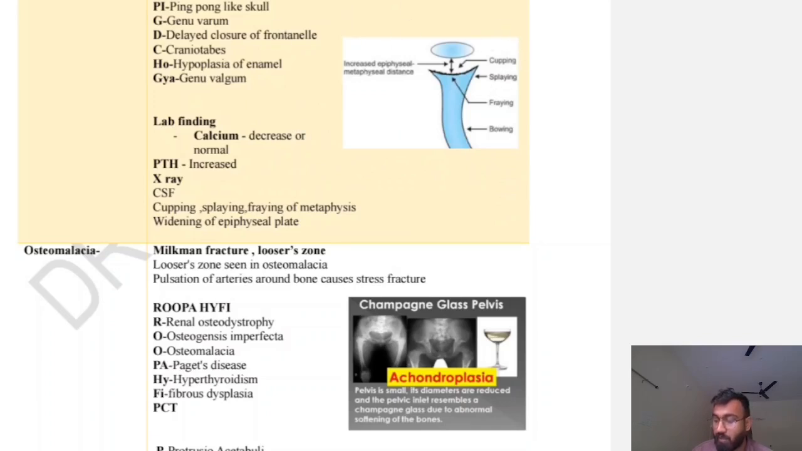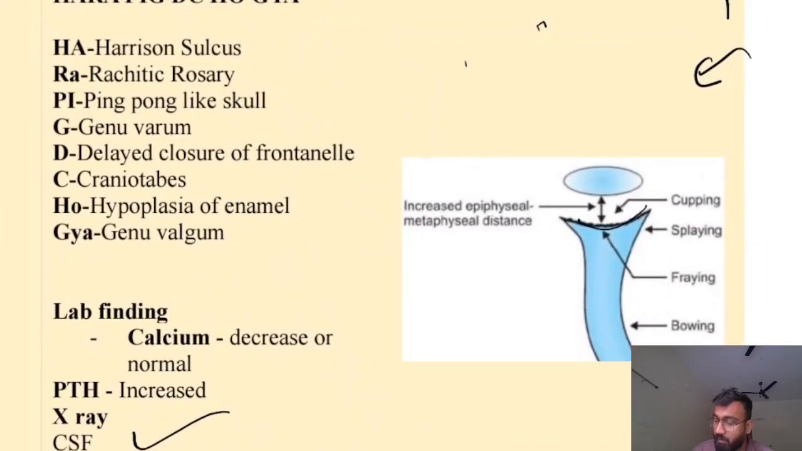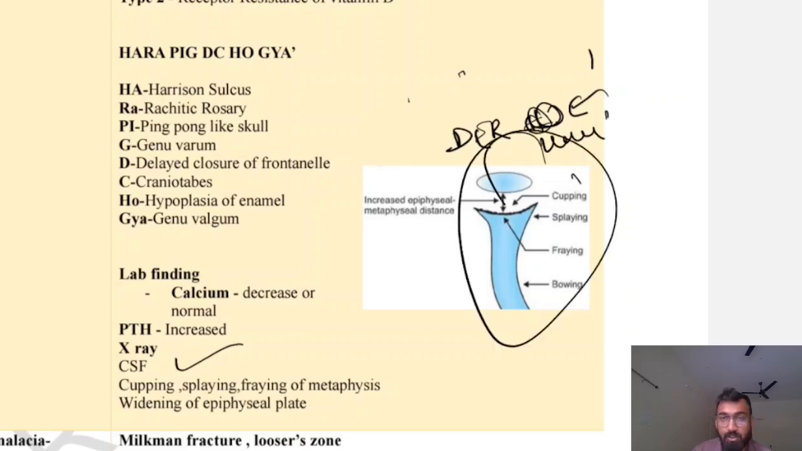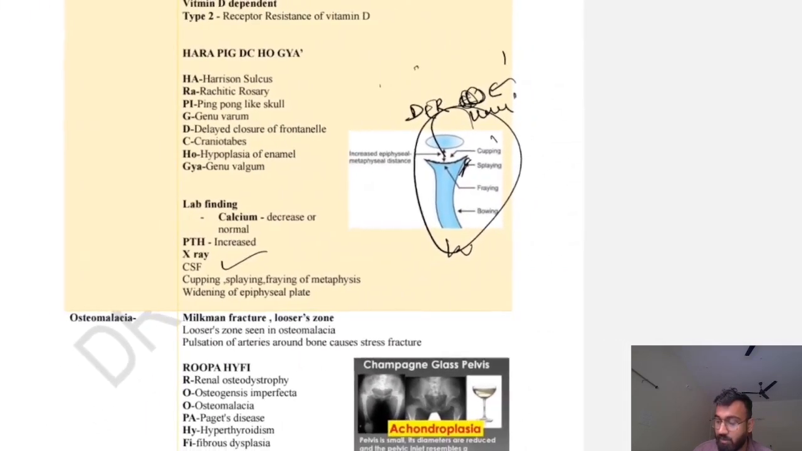Okay. X-ray shows cupping, splaying, and fraying. You can see this is cupping. It is cup like. This is splaying. This is fraying. Okay, increased epiphyseal metaphyseal distance. You can see these in distal end of radius or knee. At wrist, you can see this type of picture. In knee, you can see this type of picture. Cupping, splaying, and fraying. Okay, and bowing of legs. So these all are the features in rickets.